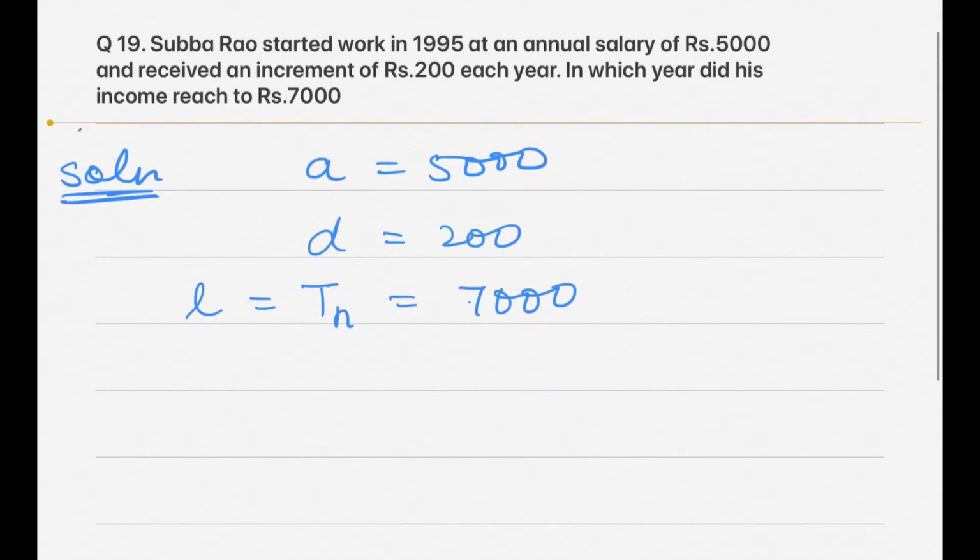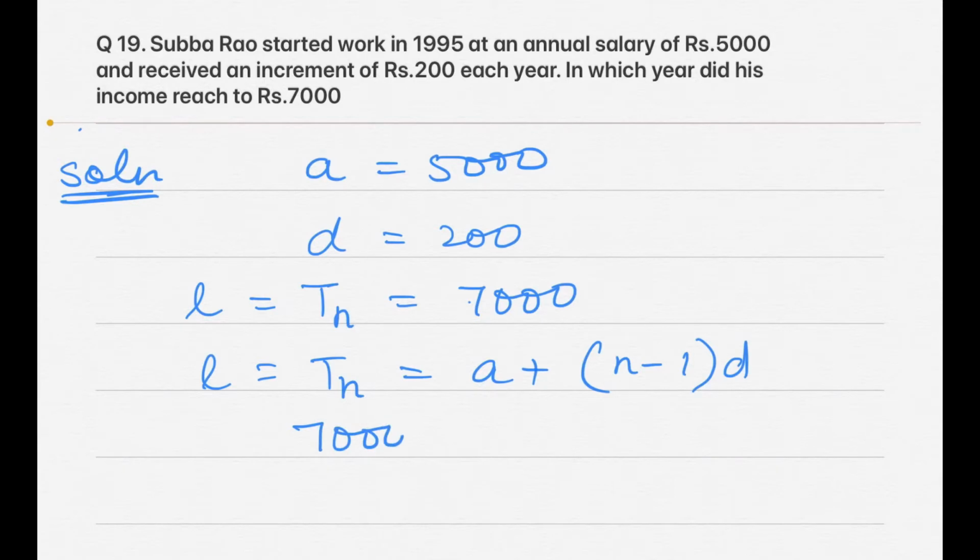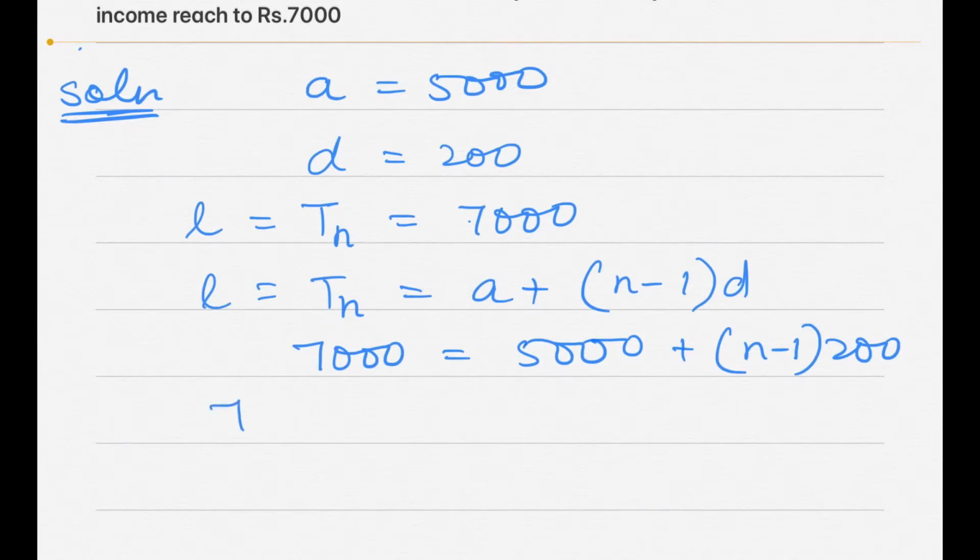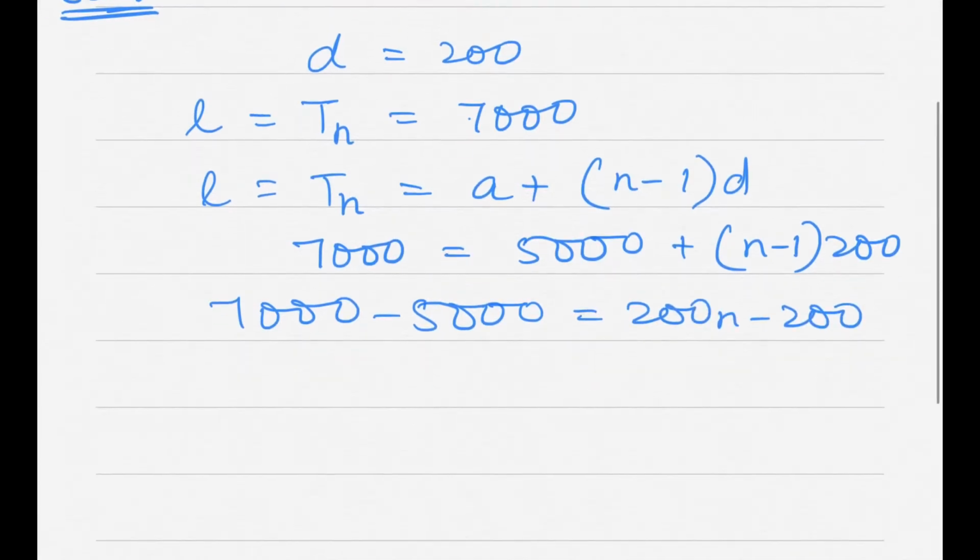So now I'll find out Tn. I know Tn is equal to A plus (n minus 1) into D. I could write down L also, it's the same thing, right? Now I have to find n. So Tn is given to me as 7,000, and that equals 5,000 plus (n minus 1) into 200. So now 7,000 minus 5,000 is equal to 200n minus 200. So this becomes 2,000, right?